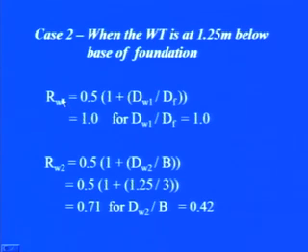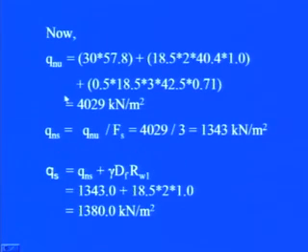Now, case 2, when the water table is at 1.25 meter below the base of the foundation, then again using the formula as described earlier, we can find out Rw1 by this particular equation, and it comes out to be 1, Rw2 by this particular equation, which comes out to be 0.42. Only thing, we will have to substitute 1.25 for Dw2. Now, again using the equation for net ultimate bearing capacity, substituting different parameters and solving it, we will get this net ultimate bearing capacity as 4029 kilonewton per meter square. By the usual procedure, we can find out net safe bearing capacity and then finally the safe bearing capacity of the foundation.